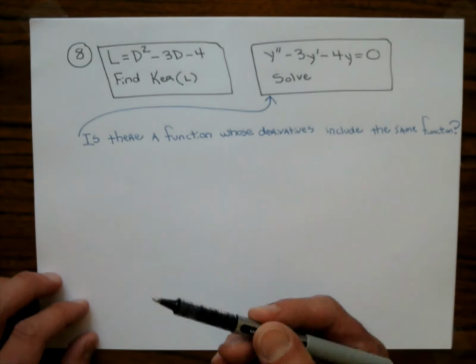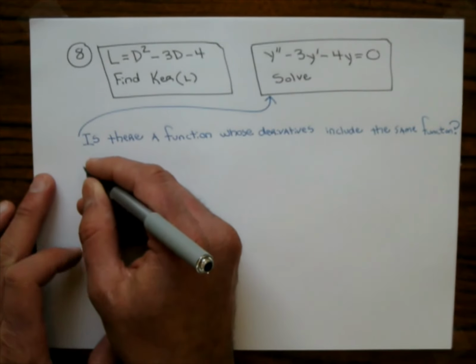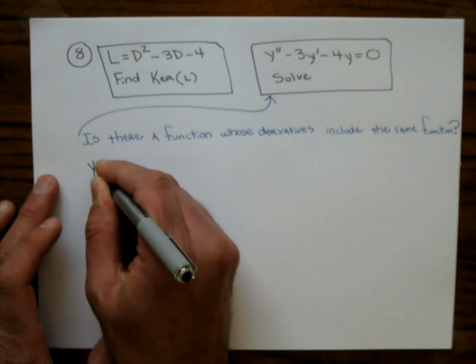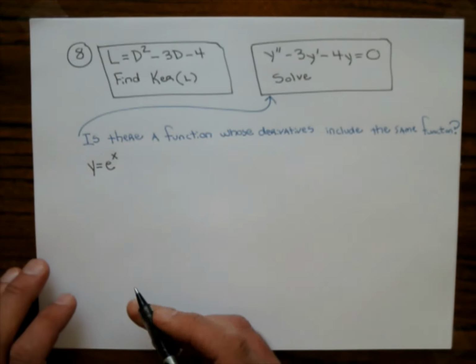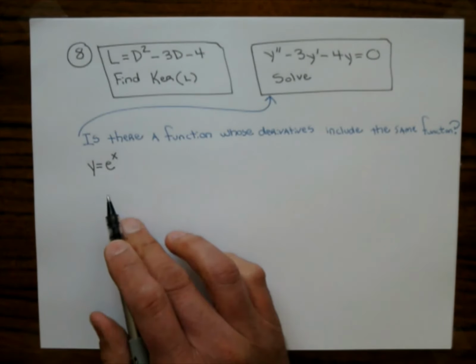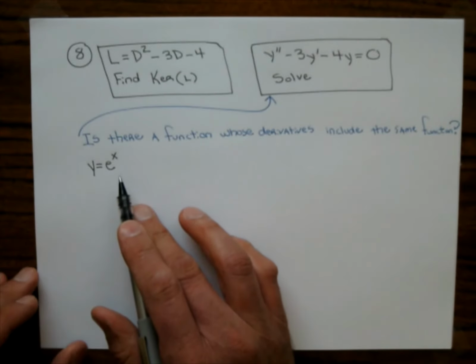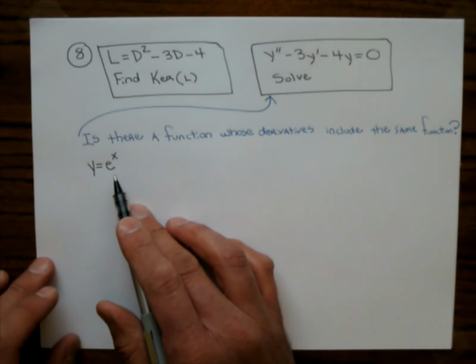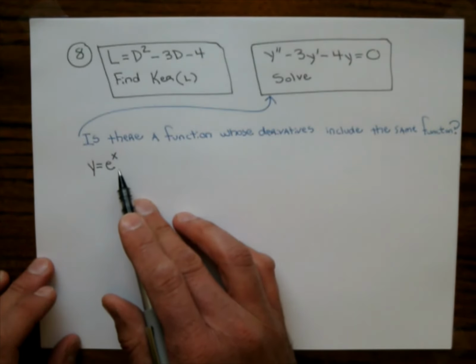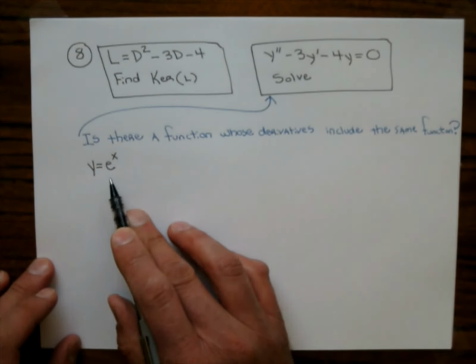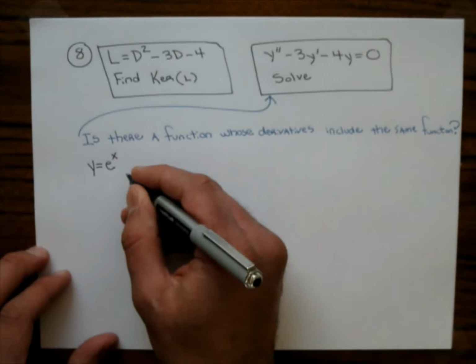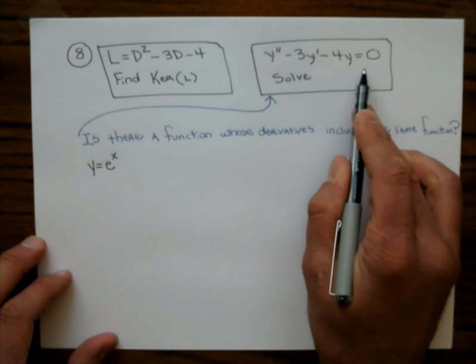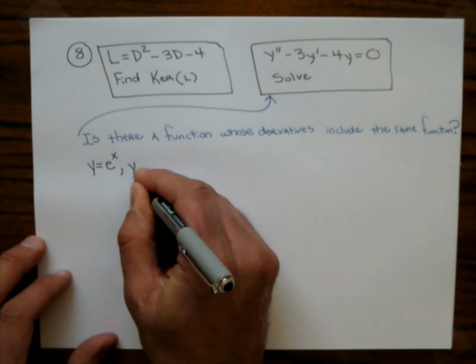So yes, there is. I think the one that comes to mind is e to the x, the Superman of all functions. You zap it with your derivative gun, it's e to the x. You zap it 27 times with your derivative gun, it's e to the x. By the way, later in this chapter we'll learn how to kill Superman. Okay, so let's go ahead and plug this into the differential equation, because we may have just found the solution.